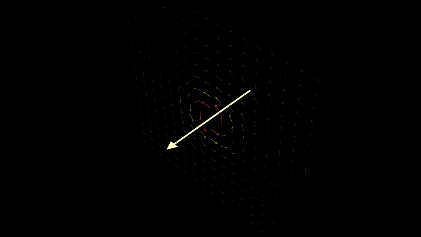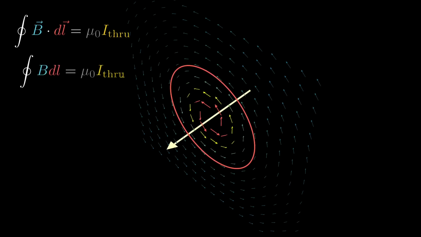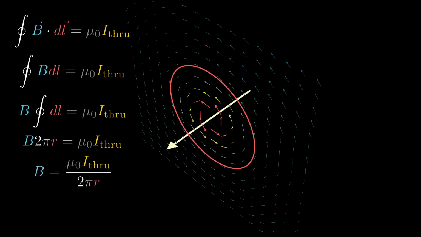If we go in a circle of constant radius around the wire, the magnetic field will be constant. So just like Gauss's law, we can pull out the magnetic field, and now the integral of dl is just the length of the path, or the circumference, 2 pi r. Divide both sides by 2 pi r, and you get the magnetic field around a wire.